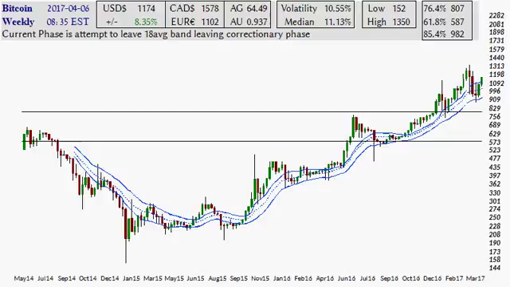Good morning. It is the 6th day of April 2017. Let's go over the Bitcoin charts.